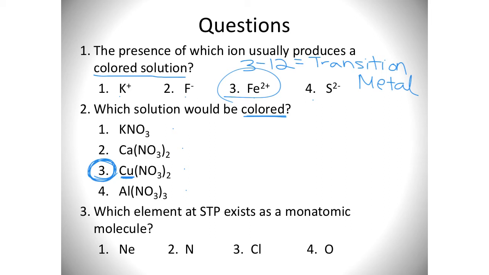Number 3, which element at STP exists as a monatomic molecule? What that means is it's a single atom by itself. So it's not going to bond to something else. It is stable by itself. So that is going to be a noble gas, group 18. So now we just need to see which one of these is a noble gas, which one of these is in group 18, and that would be neon.